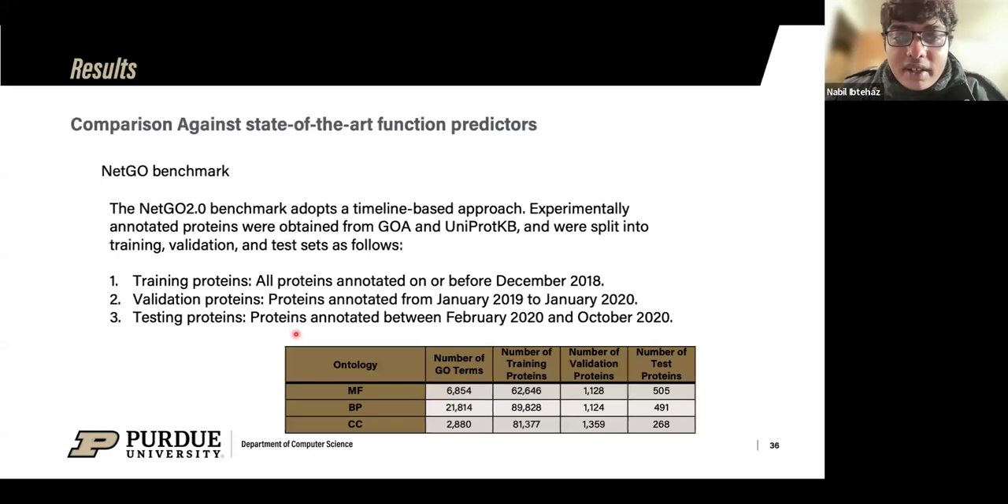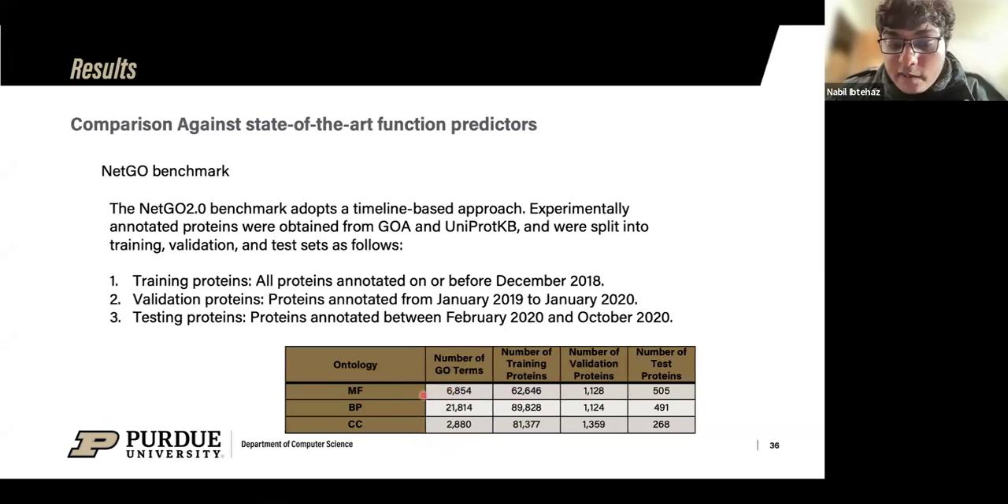And then we compared the state-of-the-art function prediction methods on the NetGO benchmark. The NetGO benchmark adopts a timeline-based approach. The training proteins are all the proteins annotated before December 2018. The validation proteins are up to January 2020, and the testing proteins are those annotated between February 2020 and October 2020. And this is the statistics of the NetGO benchmark dataset.